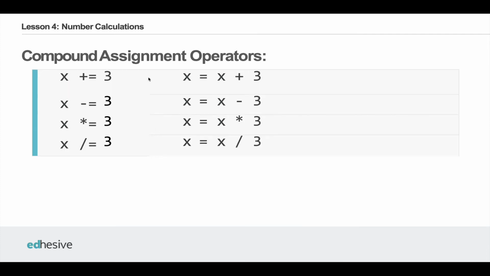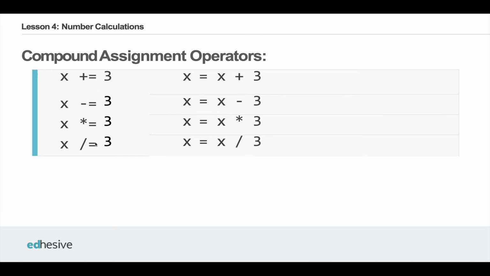Couple other shortcuts. These are called compound assignment operators. And for example, x plus equals 3. If I were to type that, well, that means x equals x plus 3. Again, this is a shortcut. If my variable name was compound assignment operator, that's a long variable name. If I wanted to add 3 to it, I'd have to say compound assignment operator equals compound assignment operator plus 3. Or I could use the compound assignment operator and just say compound assignment operator plus equals 3. And so I've made a shortcut basically.